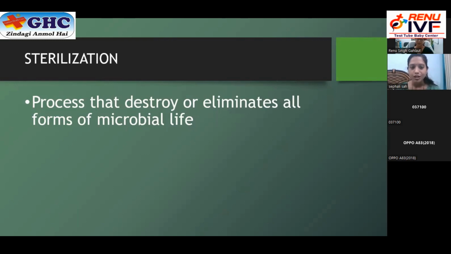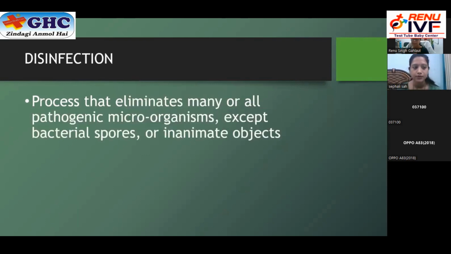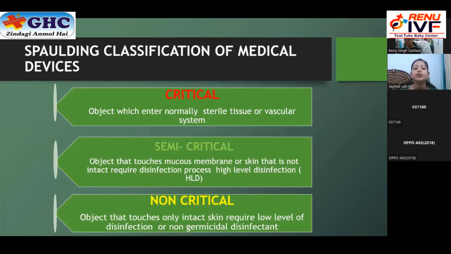Thank you, ma'am. Now coming to the definition, sterilization is the process that destroys or eliminates all forms of microbial life. Now coming to the definition of disinfection, it is the process that eliminates many or all pathogenic microorganisms except a few bacterial spores. Now, the Spalding classification of medical devices divides them into three categories: critical, semi-critical, and non-critical.